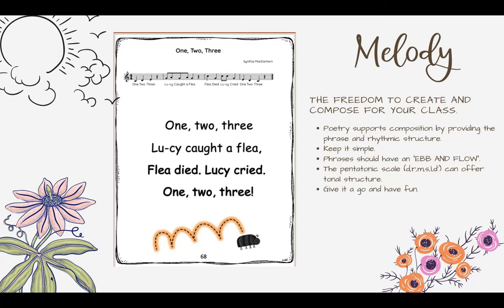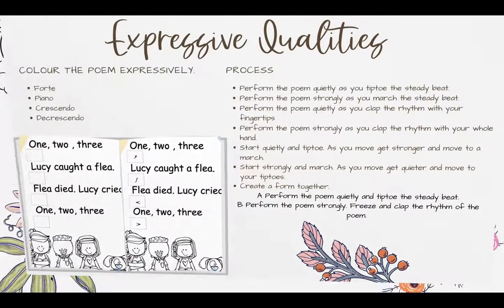This is a little melody that I made up. It goes like this: 1, 2, 3. Lucy caught a flea. Flea died. Lucy cried. 1, 2, 3.